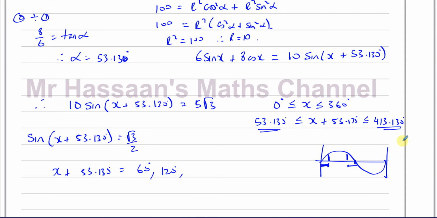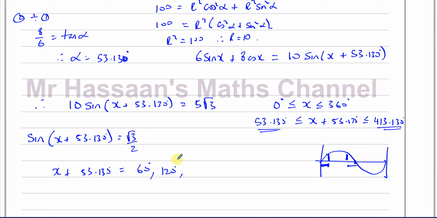And are there any other angles in the range? Well, if we add 360 to those two, we can find that. So if we add 360 to the first angle, that gives us 420. That's out of the range. And if, of course, I added to this, out of the range. So yeah, those are the two angles in our range.